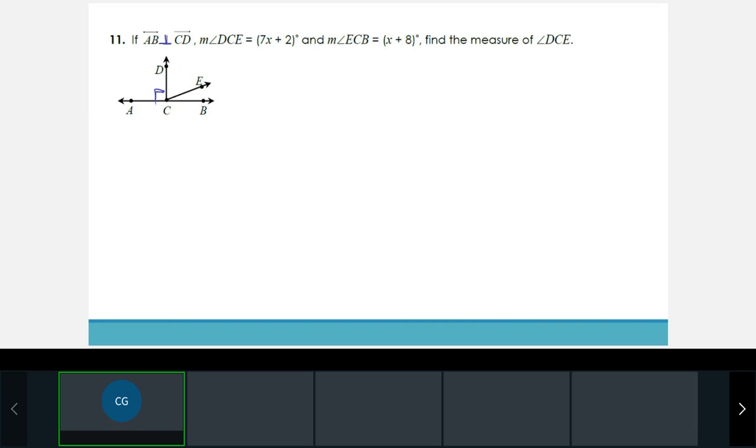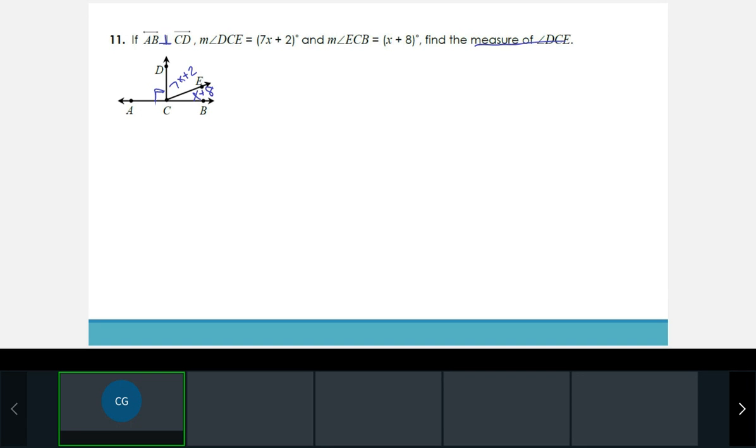Now, the measure of angle DCE, so I find D, I find C, I find E. I'm going to label that 7x plus 2. ECB, I find E, I find C, I find B, x plus 8. And then it says find the measure of angle DCE. So we're going to solve for x, and then I'll be able to use that x to plug in and actually solve for DCE.